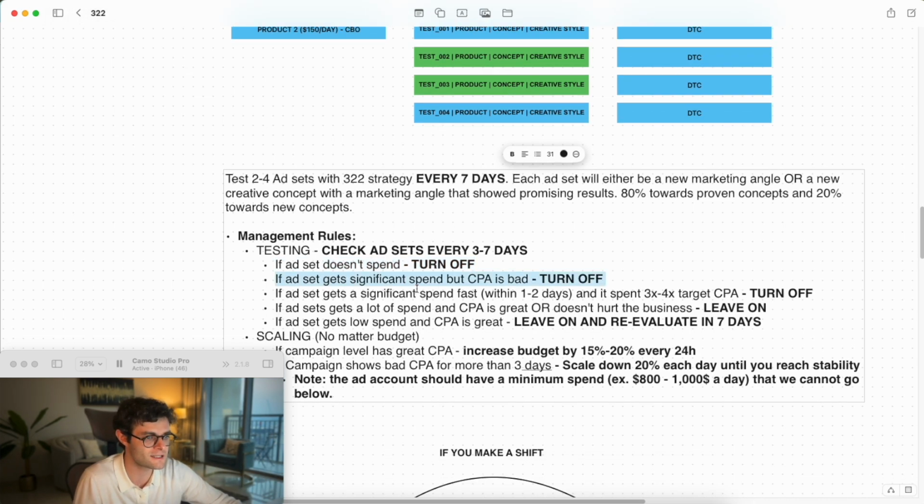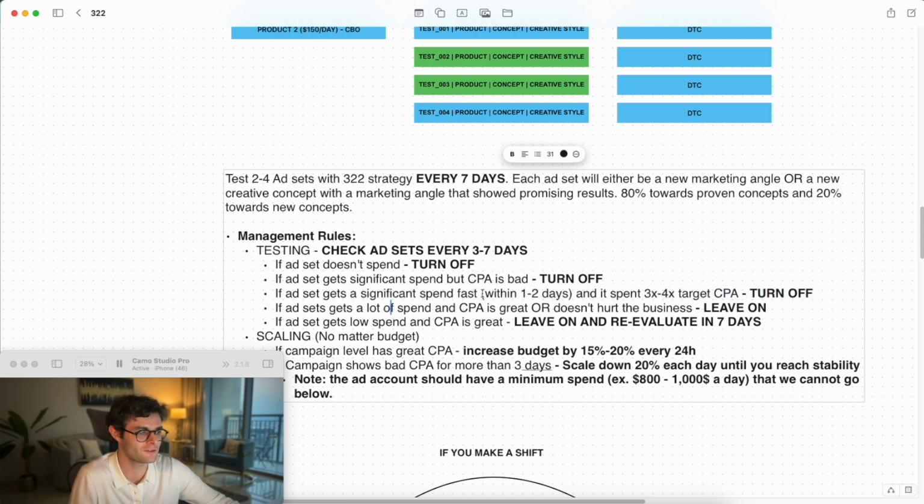If the ad set gets significant spend, but the cost per acquisition, your ROAS, is just bad, turn it off. There's no reason. If the ad set gets significant spend and the CPA is bad, just turn it off, because you don't want that to drag the profitability of the entire campaign down, right? So if the ad set gets significant spend really, really fast, in like 1 or 2 days, it spends like 80% of the campaign budget, and it spent basically 3 to 4 times the target cost per acquisition. So if the target cost per acquisition is $25 and it spent 3 to 5 times in just one quick day, very, very fast, immediately, at that point, just turn it off, because it's not profitable.